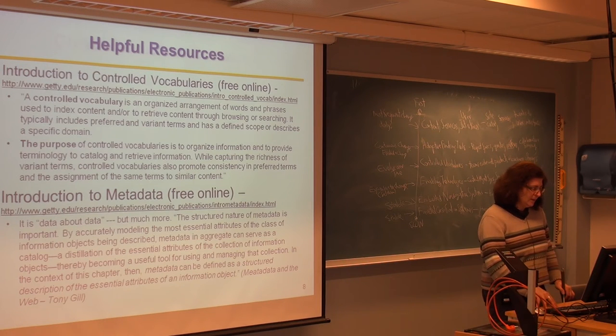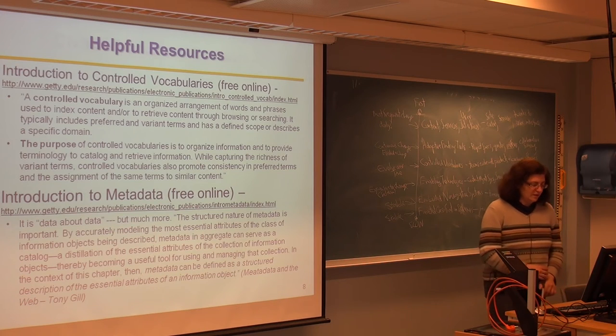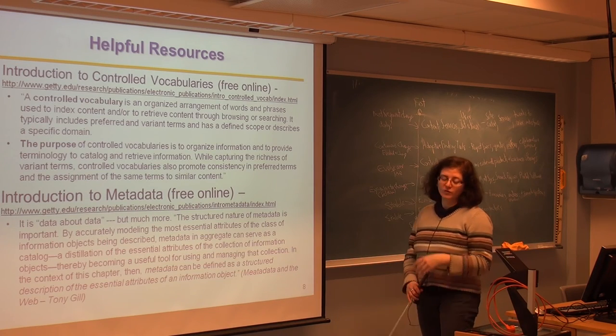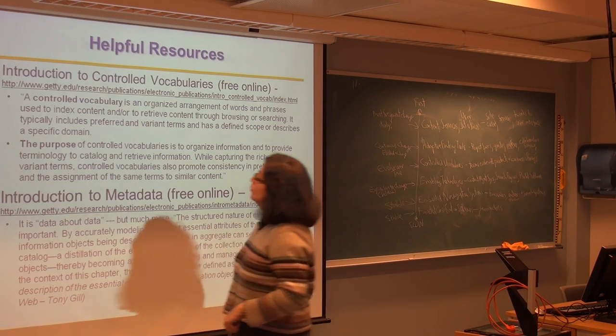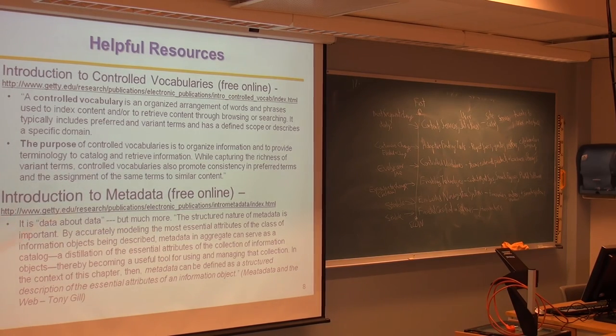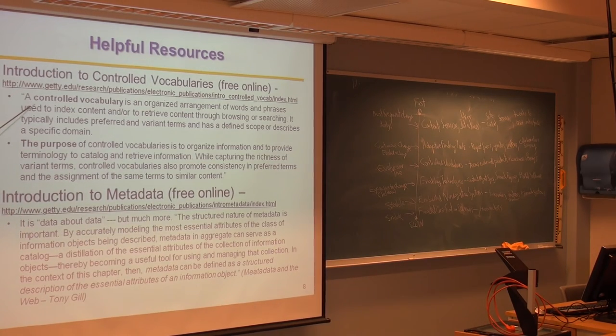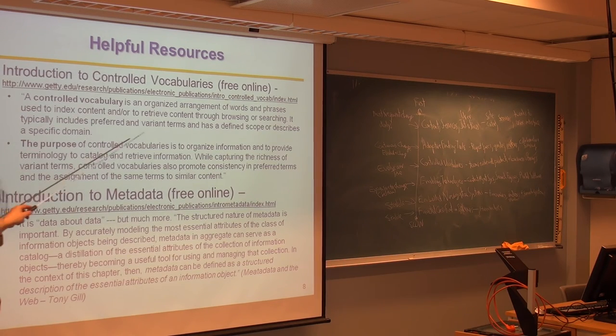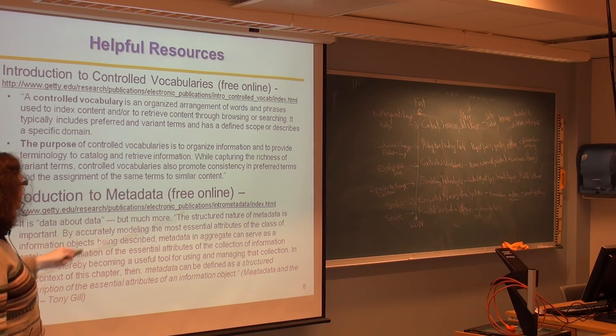And I just wanted to point out some resource pages. They're not tools, but they're information that can tell you a lot more about controlled vocabularies and about metadata. So I found on this Getty website, there are two online books available. You can see the whole book. And one book is Introduction to Controlled Vocabularies. And this one tells you a controlled vocabulary is an organized arrangement of words and phrases used to index content or to retrieve content through browsing or searching.